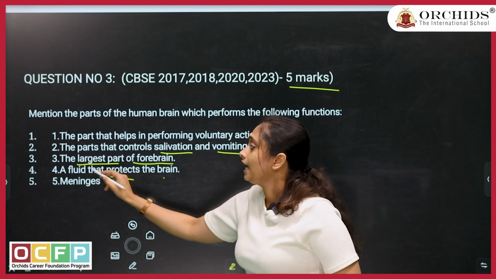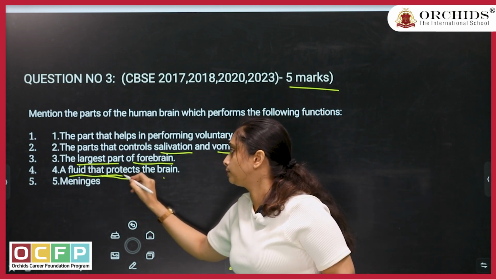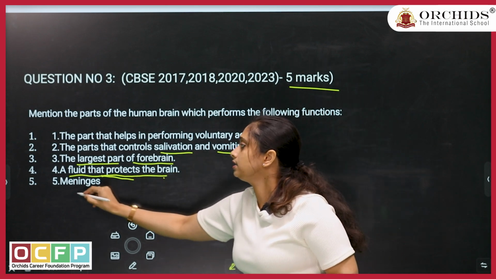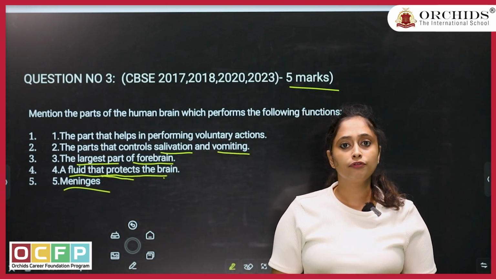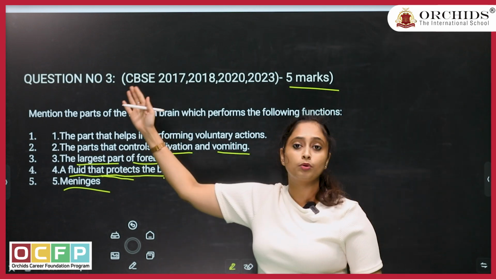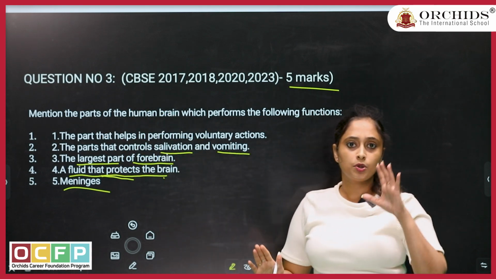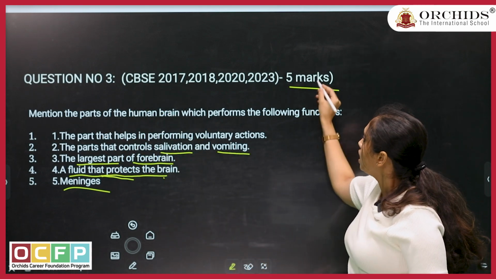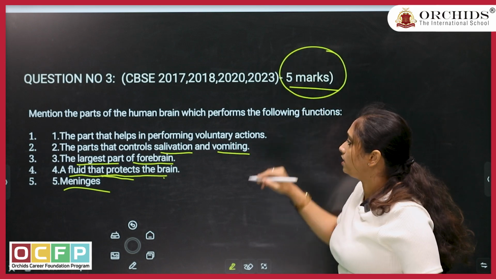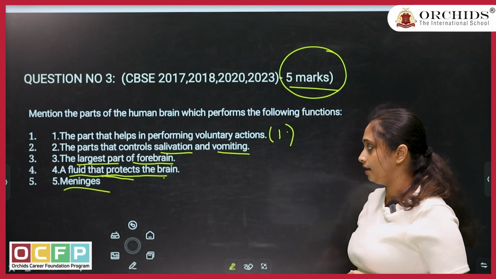Now the fourth one is a fluid that protects the brain. Which fluid is protecting the brain? And the last one is meninges. You need to define or explain what meninges is. So these are the 5 questions from question number 3, section C. Each question carries 1 mark, so like that 5 marks are assigned.